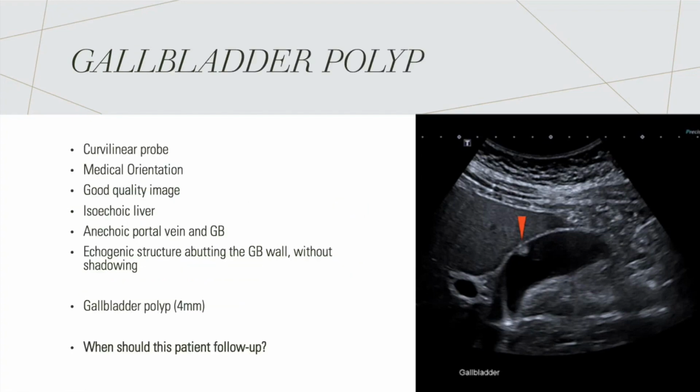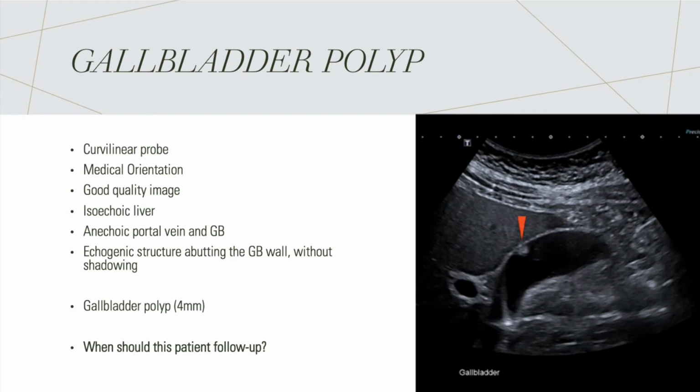So as we went through: curvilinear probe, medical orientation, good quality image, isoechoic liver, anechoic portal vein and gallbladder, and then we see the echogenic structure abutting the wall here without the shadowing. So this is a gallbladder polyp. This is 4 millimeters. So really important when you're looking at these. This is a patient that you just decided to do this image on just because you had some free time.